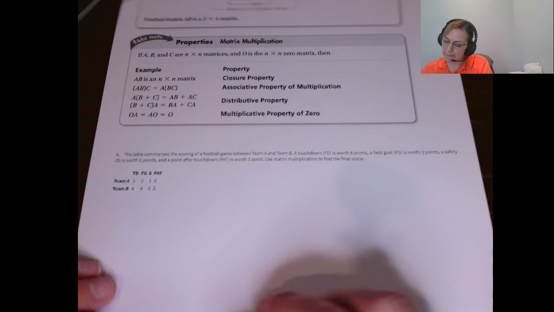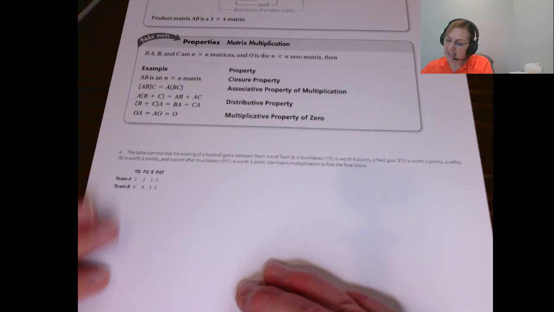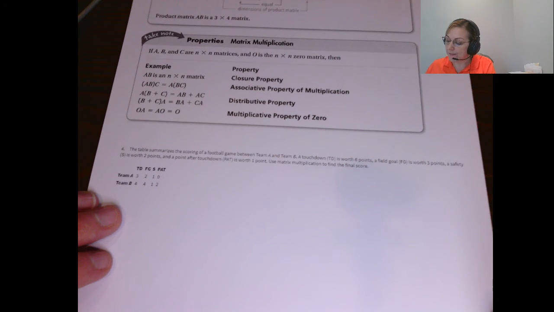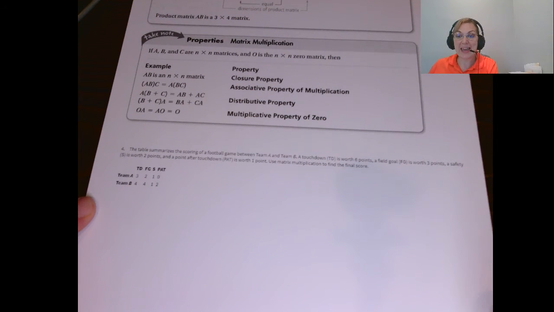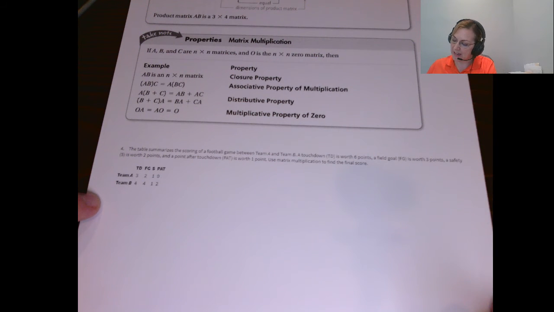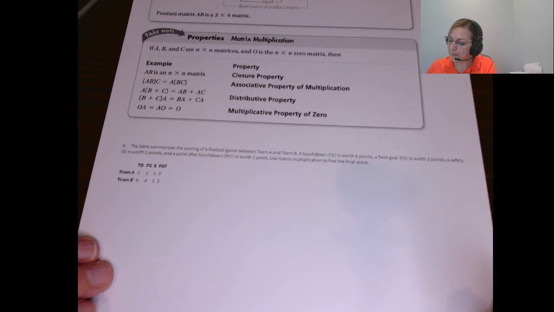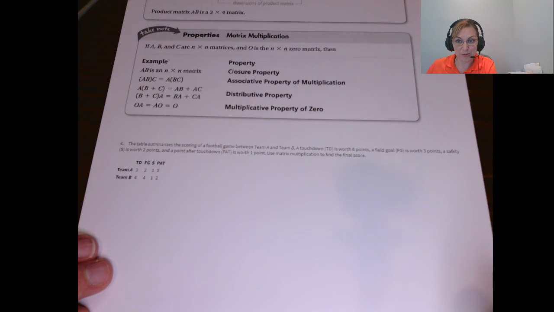Okay, and let's look at problem number 4 here. The table summarizes the scoring of a football game between Team A and Team B. A touchdown is worth 6 points. A field goal is worth 3 points. A safety is worth 2 points. And a point after touchdown is worth 1 point. Use matrix multiplication to find the final score.